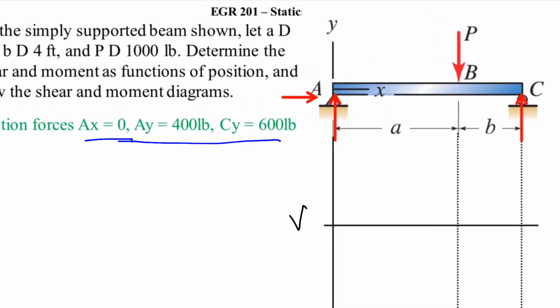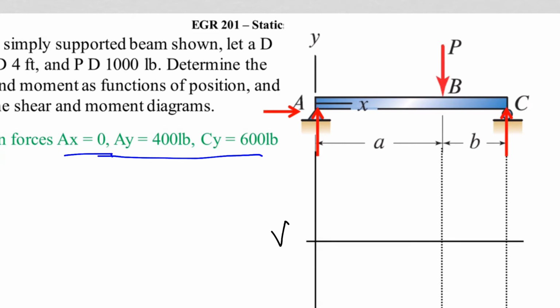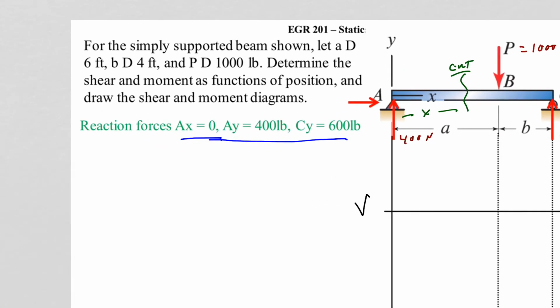Okay, so the first thing that we want to do is make a cut. And we know, again, this AY is 400 pounds and CY is 600 pounds. And P, we are told, is 1,000 pounds. What we want to do is make a cut. And again, it can be arbitrary, but we want to make it before B. While it's arbitrary, it can be anywhere in this location at X. So if we look at that, we will then draw our free body diagram for that cut.